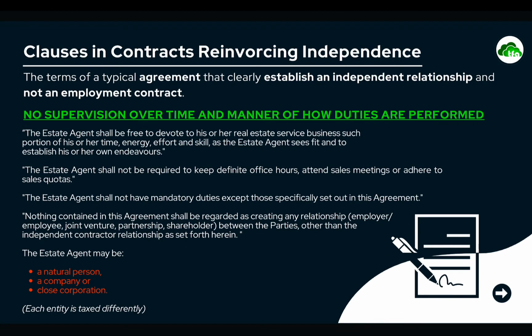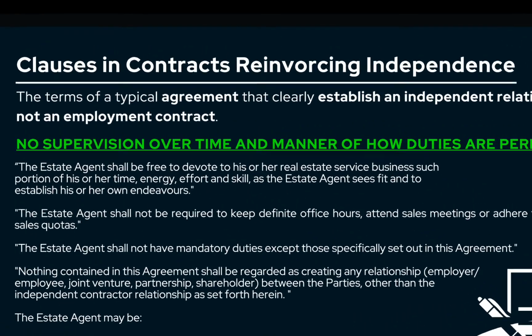The real determining factor of an agent's independence is the contract between the two parties. We are now going to look at the terms of a typical agreement that clearly establish an independent relationship and not an employment contract. These terms written into the contract between the agent and the principal attempt to address the SARS rules of supervision over the time and the manner of how duties are performed.